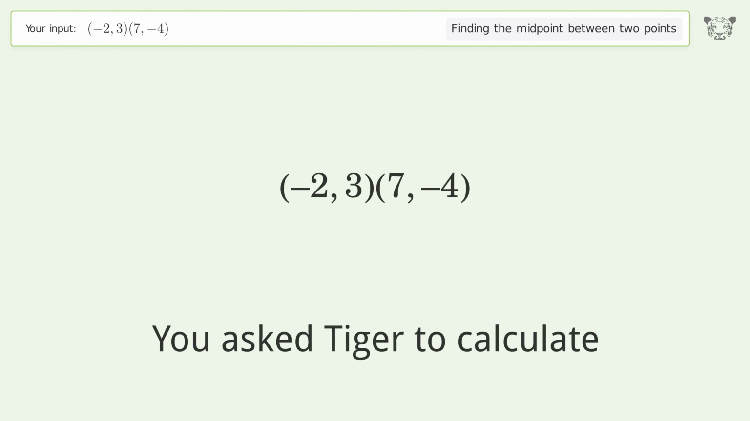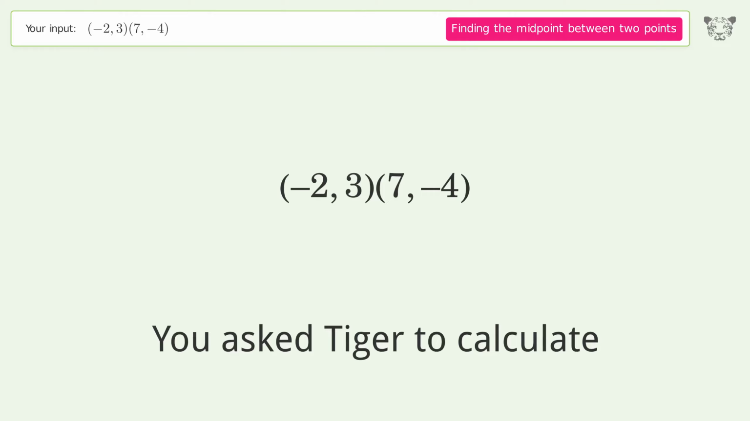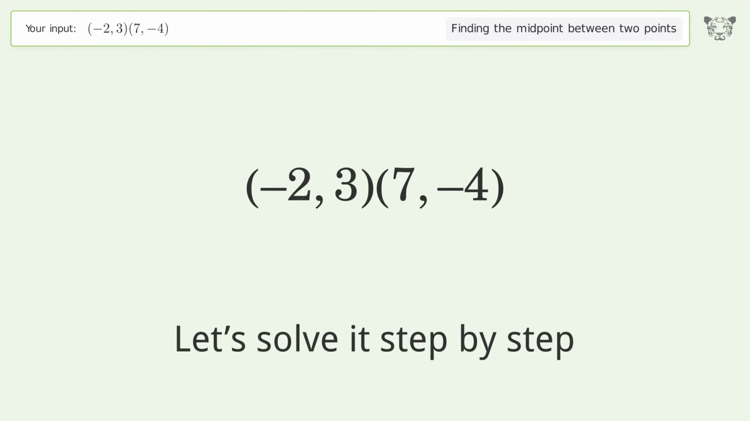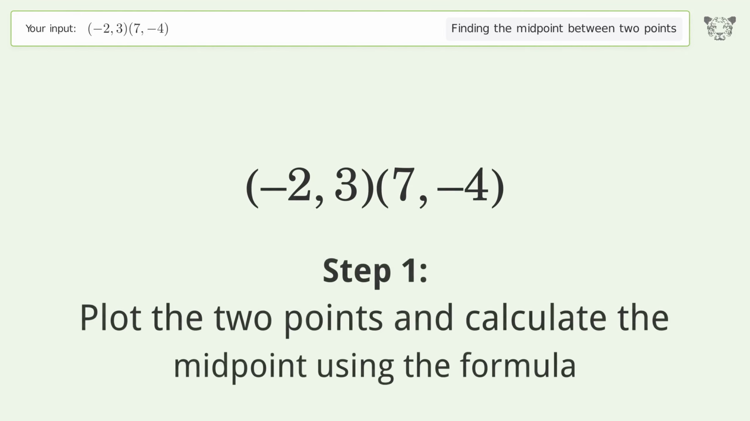You ask Tiger to calculate. This deals with finding the midpoint between 2 points. The midpoint between the 2 points is 2.5, negative 0.5. Let's solve it step by step. Plot the 2 points and calculate the midpoint using the formula.